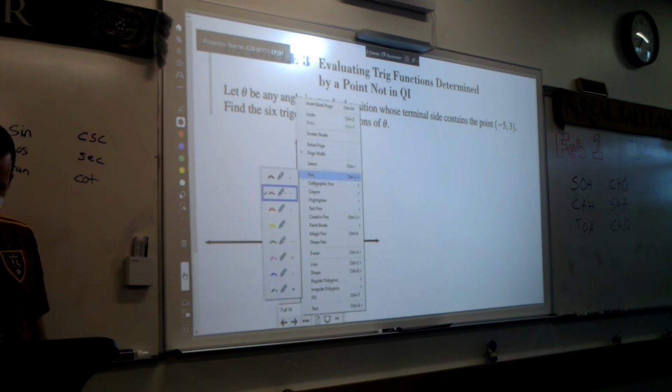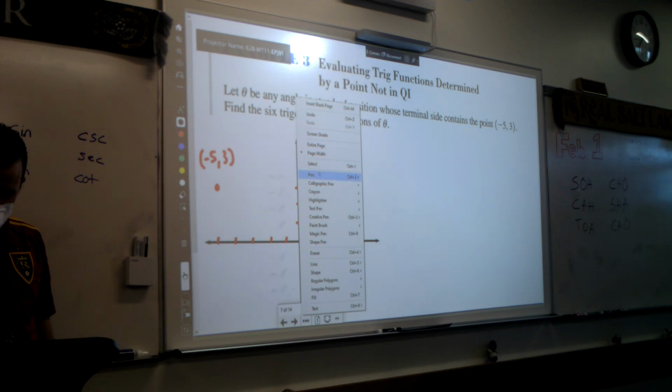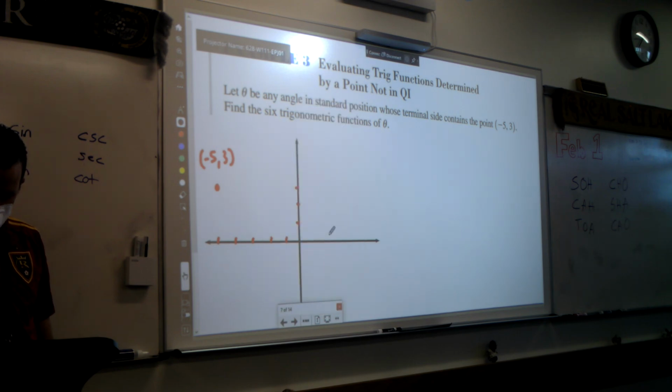Well, let's go and let's look at it. So I'm going to go -5, so that's -1, 2, 3, 4, 5, and then go up 1, 2, 3. So if this is the point (-5,3), let's draw our triangle here. So what I know here is that this length is -5 and this height is 3.